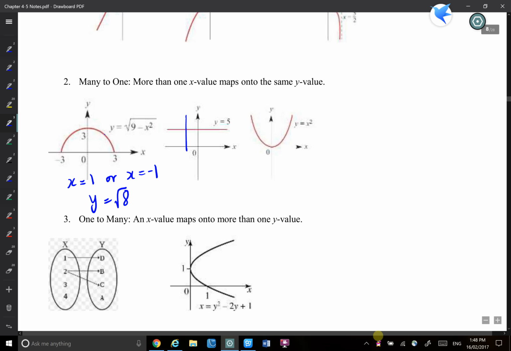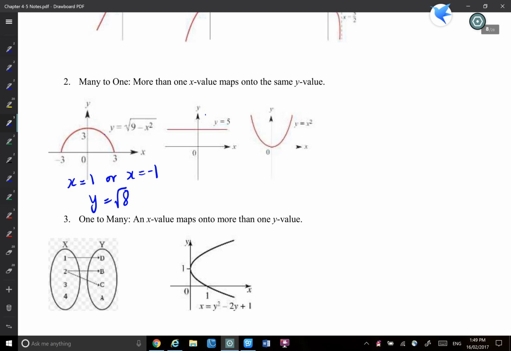So same thing here. All the x values give you the same y value, 5. Okay, (1, 5), (2, 5), (3, 5), (4, 5), because they all give you the same y value.